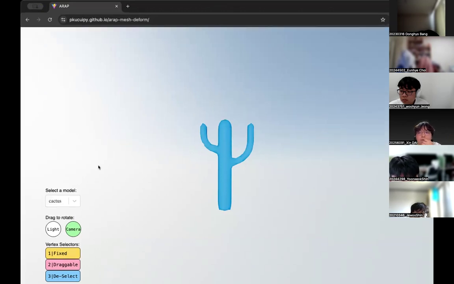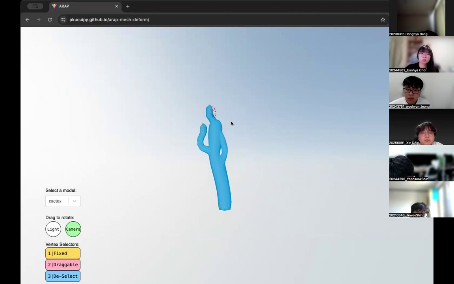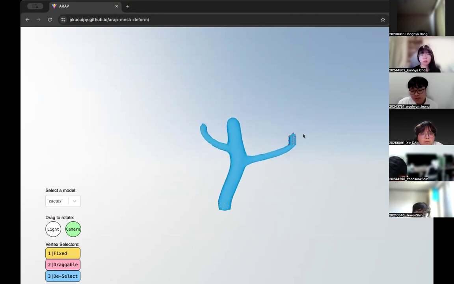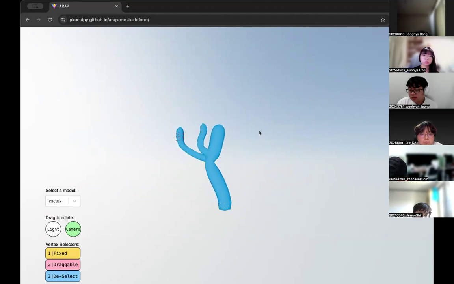In this web page, what you need to do is fix some part like this, and fix this part, and also fix this part. Let me pick this part. If I move a point like this, then you can see the deformation. You can see that the yellow vertices are fixed, and when I move the red vertices like this, all the points are moving like this.